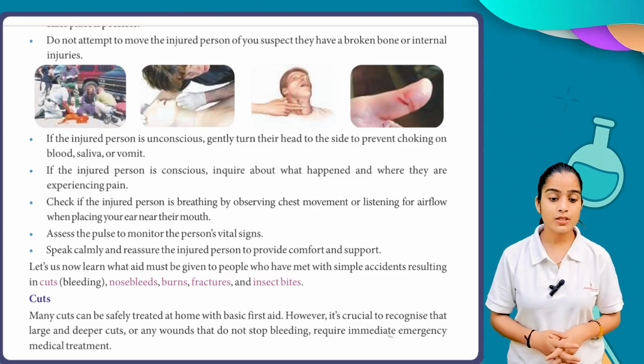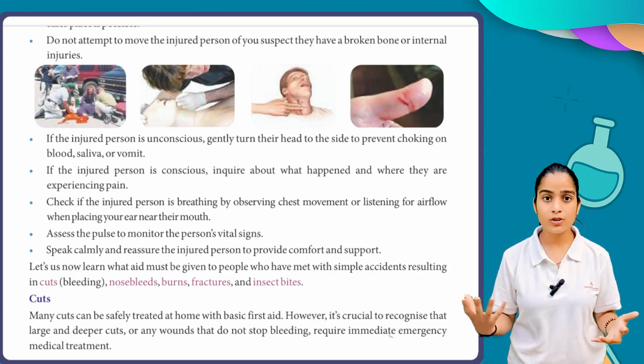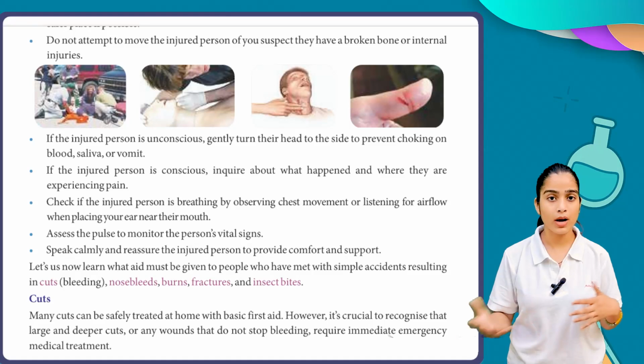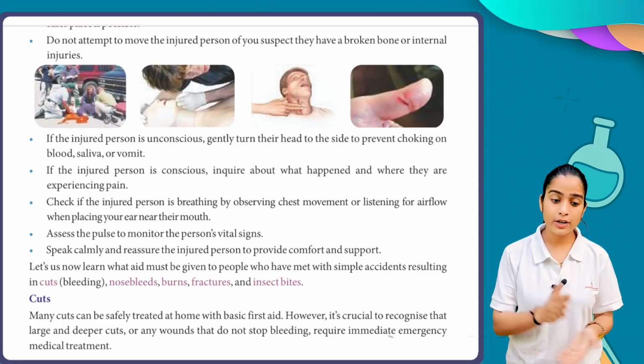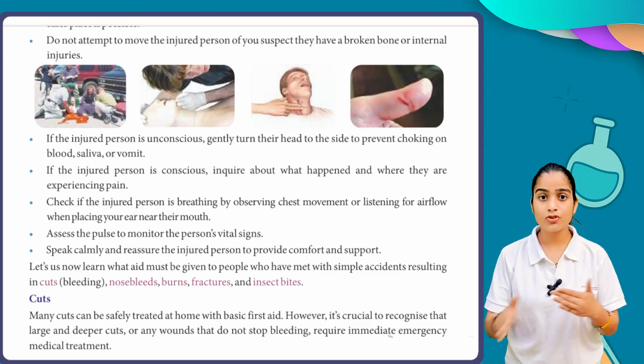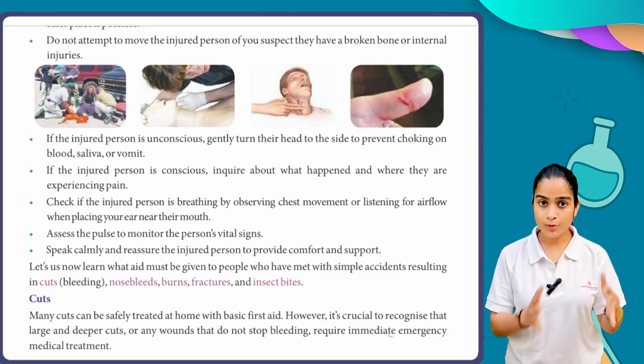If the injured person is conscious, inquire about what happened and where they are experiencing pain. Check if the injured person is breathing by observing chest movement or listening for airflow when placing your ear near the mouth. So if the person is conscious, they may ask questions like, oh, I'm in pain, who are you, where am I. So you have to first calm him or her. Then you have to check if they are breathing properly, or have any kind of injuries. First of all, check how many injuries they have and whether they are breathing properly or not.